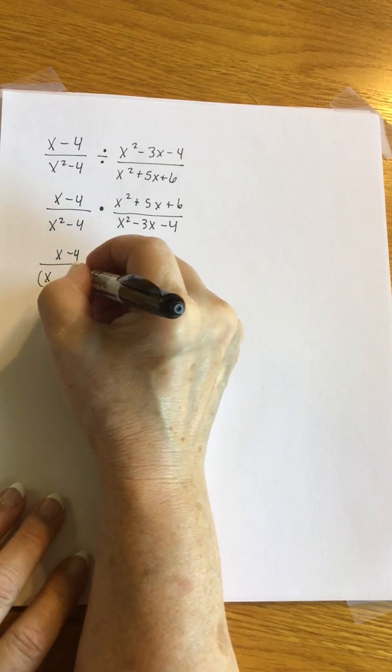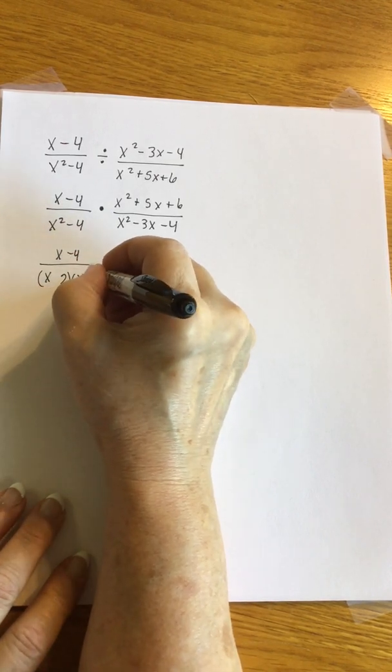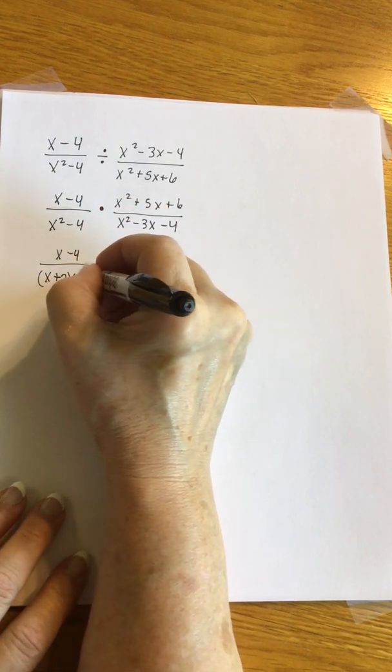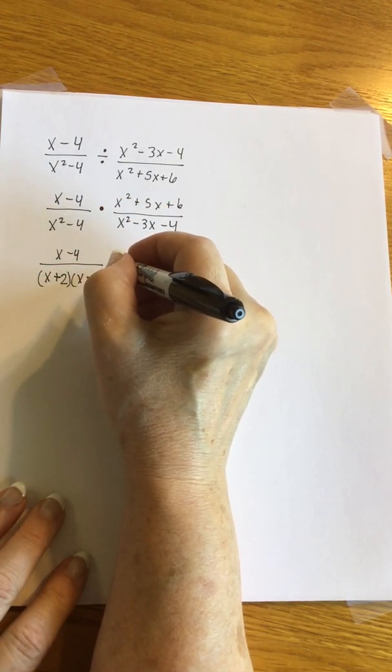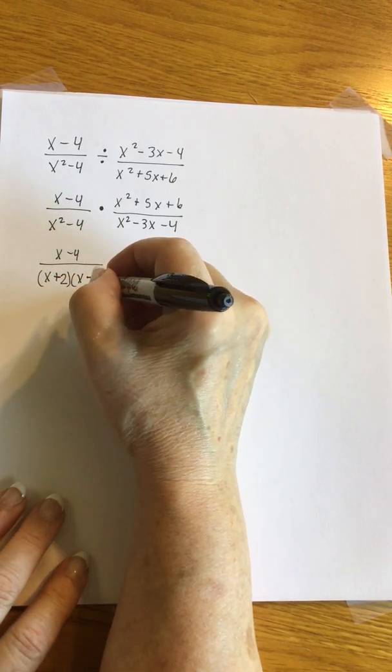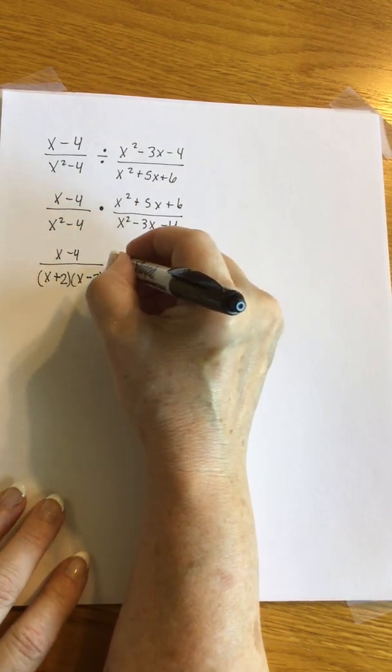I've got x and x. 2 times 2 gives me 4, but I'm looking for a negative 4, so one has to be positive and one has to be negative. Now we always want to check the middle term. So this is positive 2x and negative 2x, which would cancel each other out. So that's why there's no middle term.